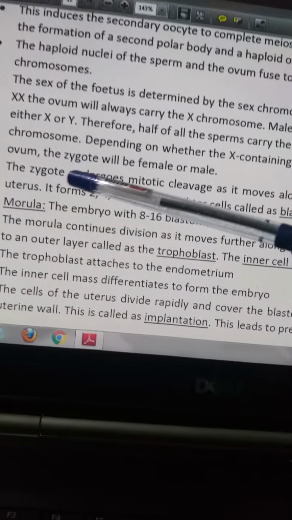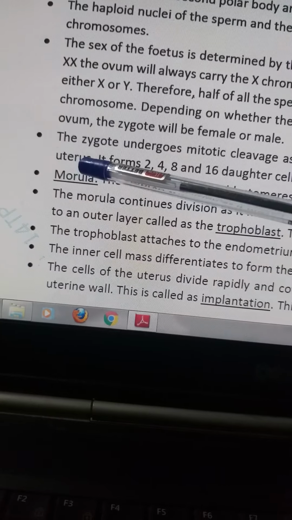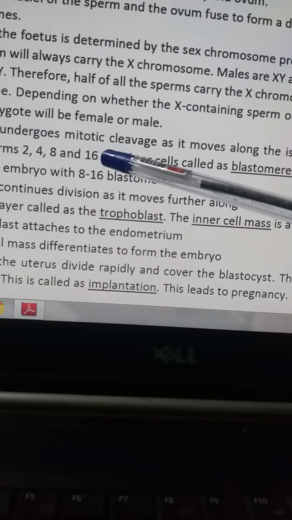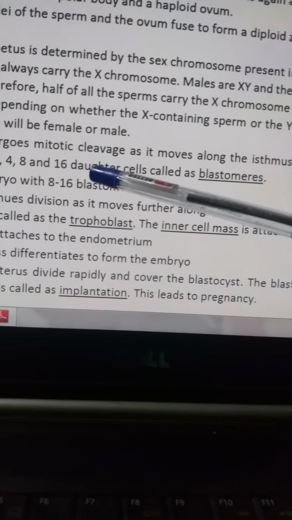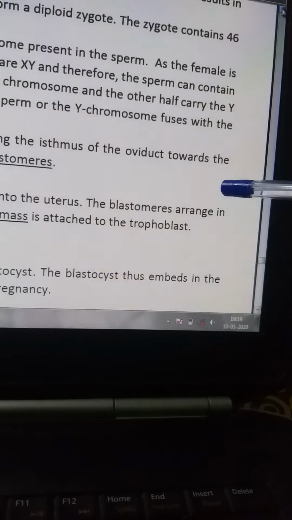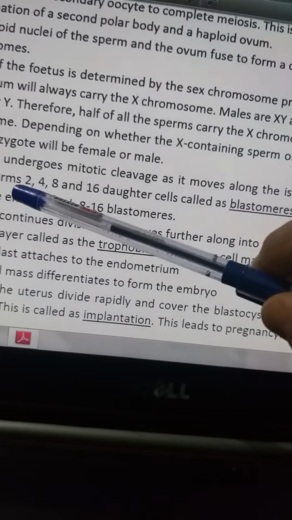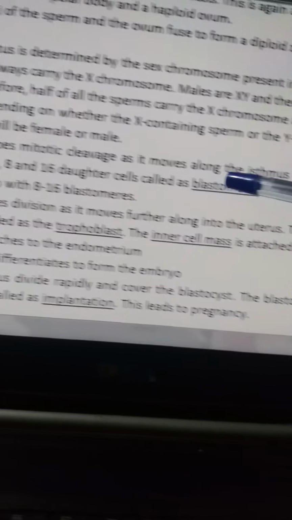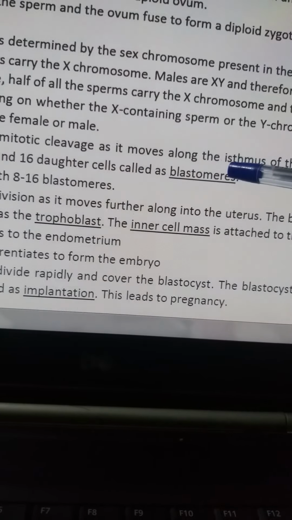Now, you see after fertilization, what is formed is the zygote. Now, the zygote undergoes mitotic cleavage. What is mitotic cleavage? It is simply somatic division, and it moves along the isthmus of the oviduct towards the uterus, and it forms 2, 4, 8 and 16 daughter cells, and those are called the blastomeres.